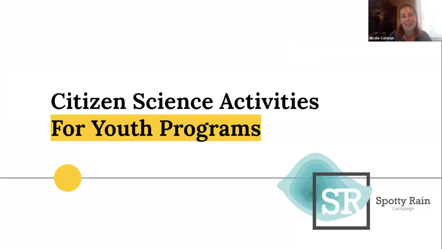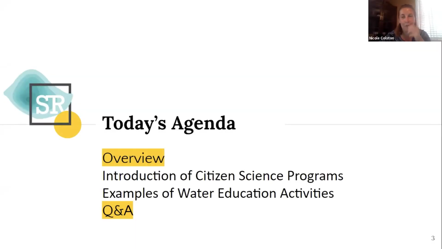It's entitled Citizen Science Activities for Youth Programs. And we're excited today to have with us educational program leaders from 2 citizen science programs here in Oklahoma to introduce their projects and to give us some examples of activities that we can do in our classrooms or our after school settings or our library programs.